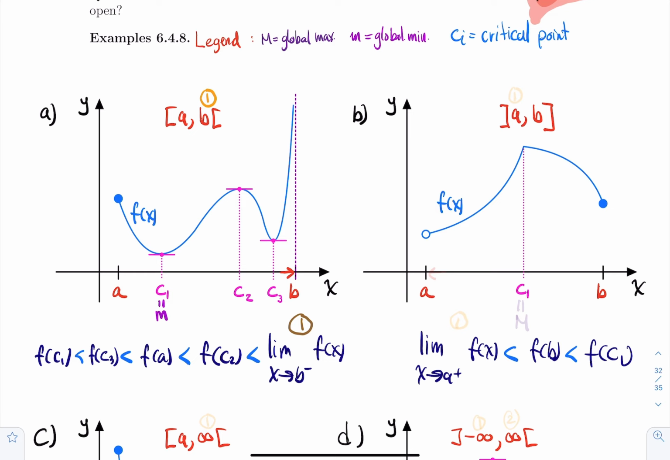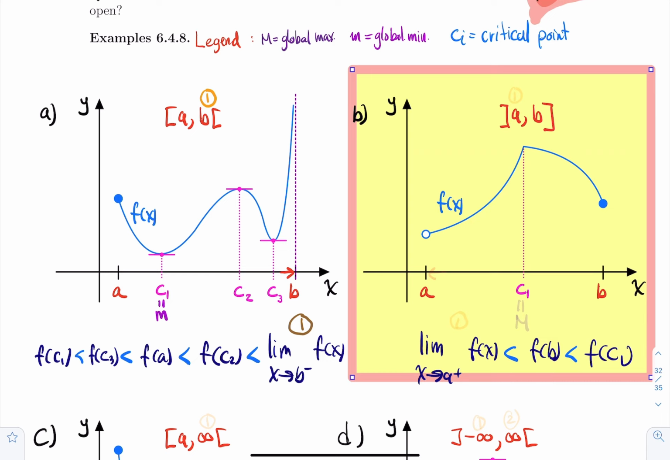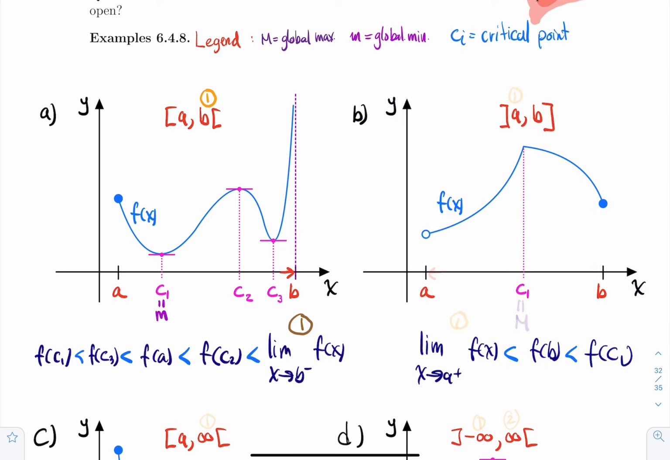Now for the next example, my function is defined between A and B, open at A, closed at B. The lowest part of this graph is actually at A, but at A we have a hole. The only way you can reach a hole here is by computing the limit as x approaches A from the right. But there's no x value that will reach that hole. You can only get there by computing a limit. So the limit is the lowest possible thing here.